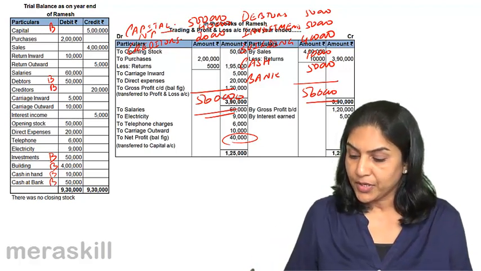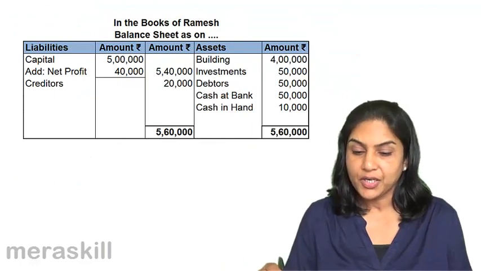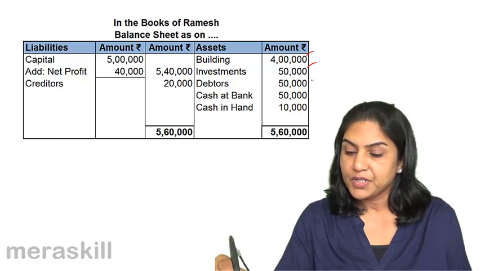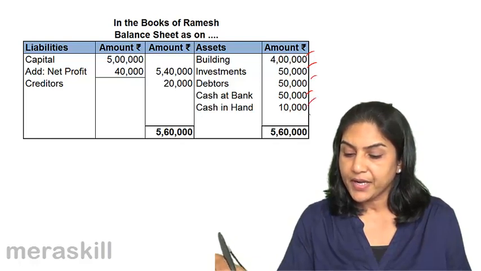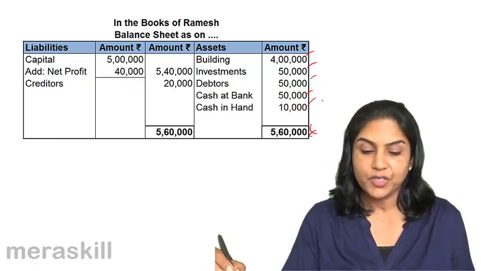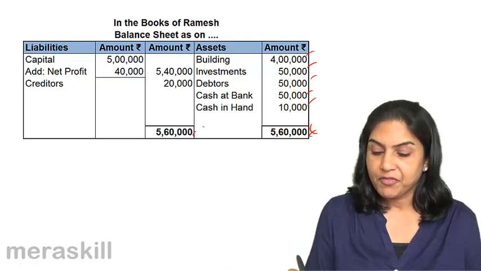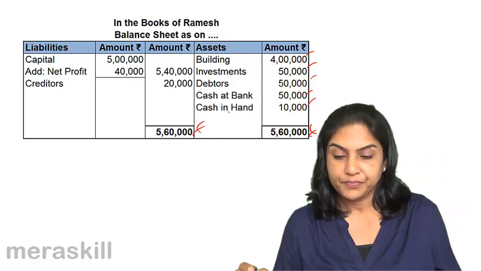Let us take a look at a neater presentation of the balance sheet. In the books of Ramesh, we have building, investments, debtors, cash at bank, cash in hand, 5,60,000, just as we had computed, capital, net profit, and creditors, 5,60,000.